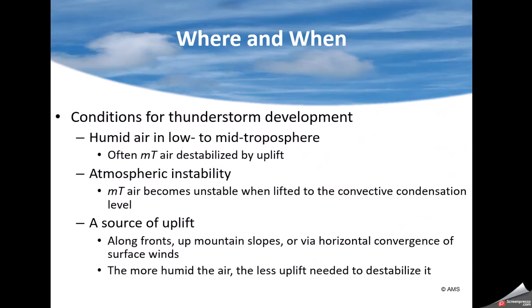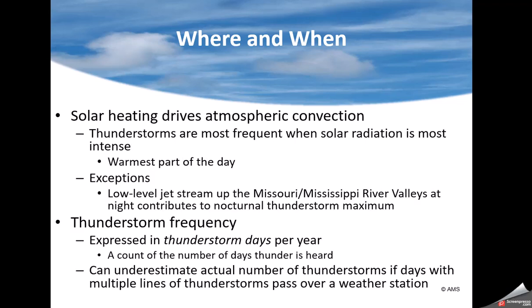What conditions are we looking for? We're looking for a maritime tropical air mass, and that can be aloft, above, as I showed you, a cold air mass at the surface. We definitely need instability. So solar heating will help.